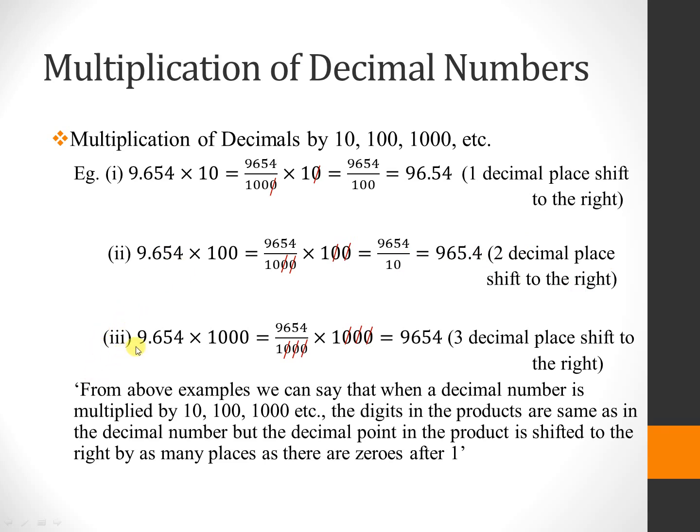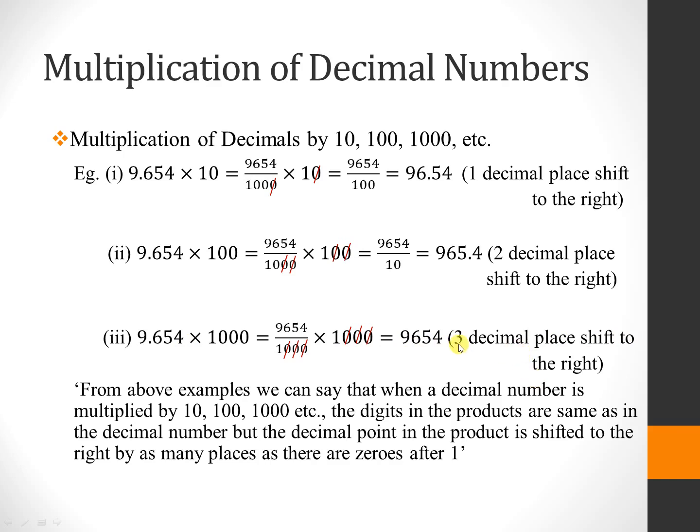Next example, 9.654 multiplied by 1000. In the same way we convert 9.654 into a decimal fraction, that is 9654 divided by 1000 multiplied by 1000. This 1000 cancels, so what is left? 9654. Here we see the decimal point shifted to the right 3 places, 1, 2, 3, so no need to write it, we can write directly the whole number 9654. So here 3 decimal places shift to the right.